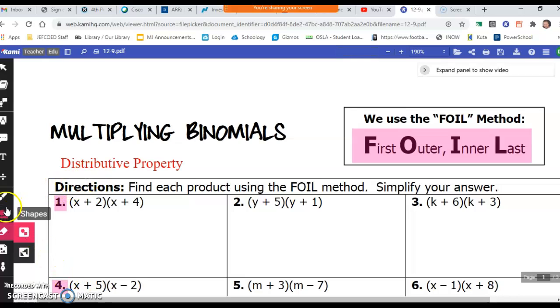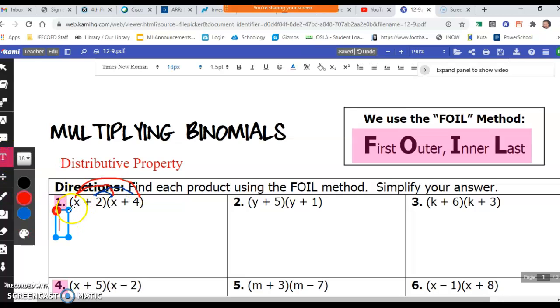So multiplying these guys, it's just distributive property. You're going to distribute the x to the x and the 4, also the 2 to the x and the 4. So when you distribute those guys, you get x times the x. What's that going to give you? X squared. Okay. Distribute the x to the 4. That's going to give you what? Plus 4x. And now we'll go to the second term.